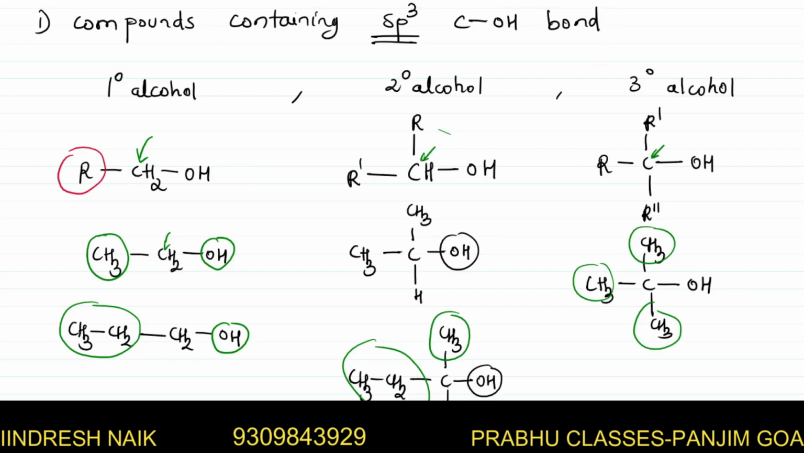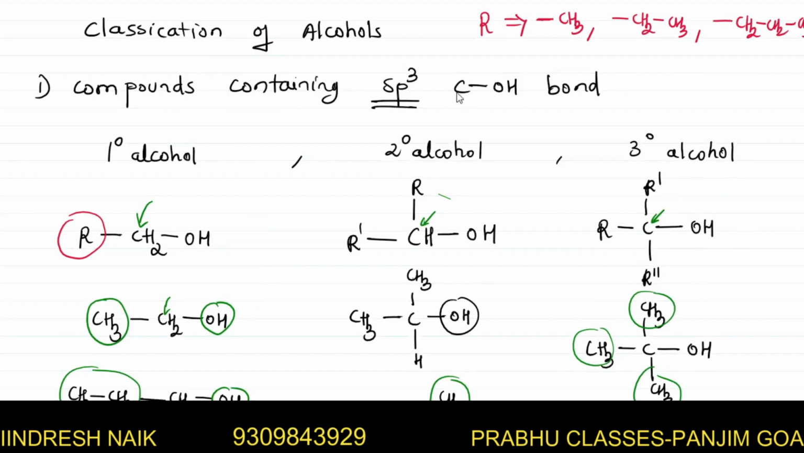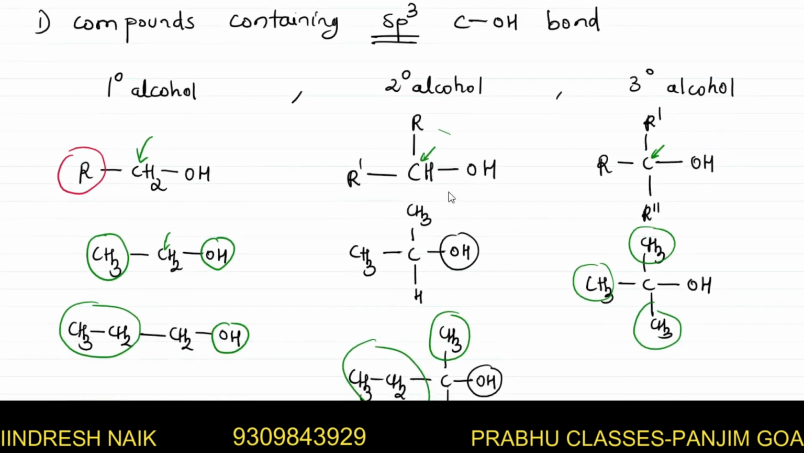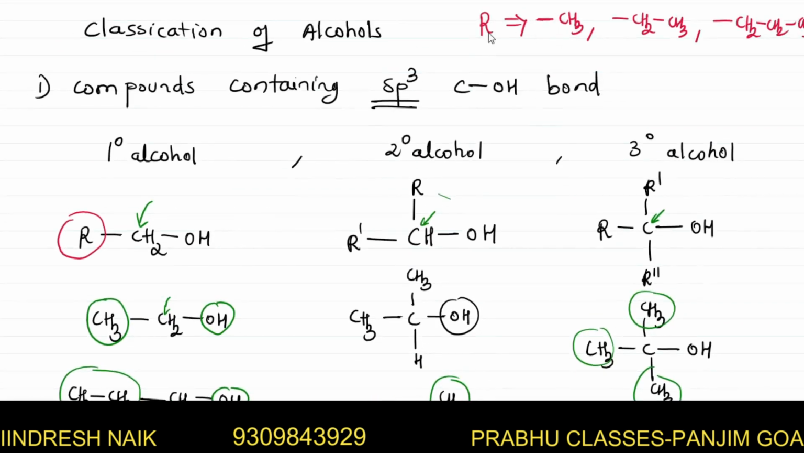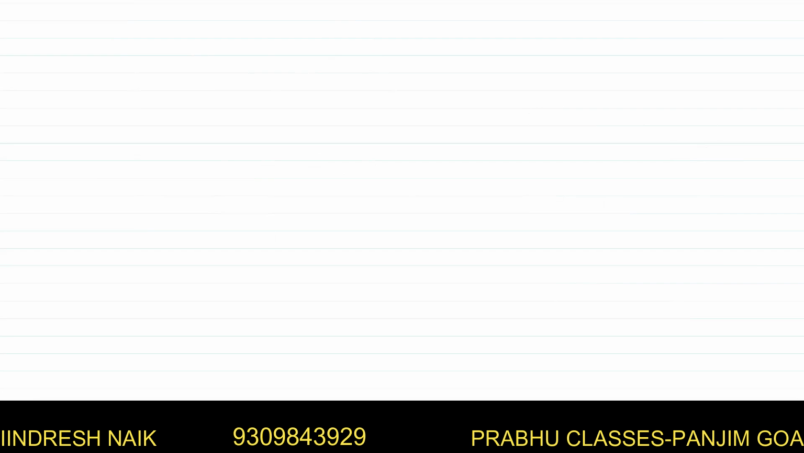Yes. So we were understanding the classification of the compounds containing sp3 carbon OH bond. So this is sp3 carbon OH bond. So here primary, secondary, and tertiary is done. Next, we'll talk about the, under this category, allylic alcohol. Second, under sp3 carbon OH bond, that was primary, secondary, tertiary.